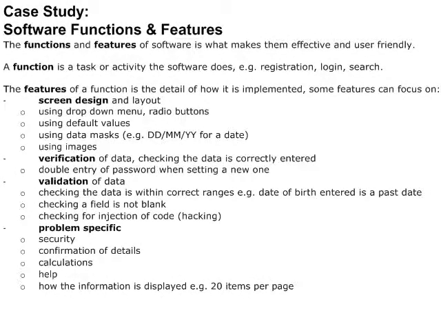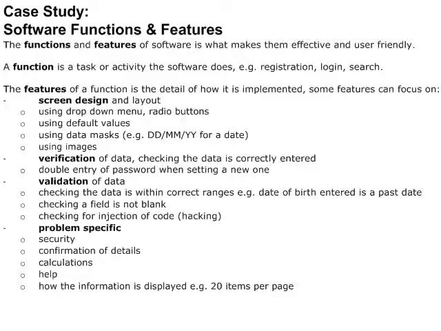Today I'm going to talk about functions and features of a piece of software. So we'll look at particular functions, and for each of those functions look at how that can be implemented, which is really looking at the functionality and the features. A function is really what a program does. So an example is you have a registration page. That is a function of it.